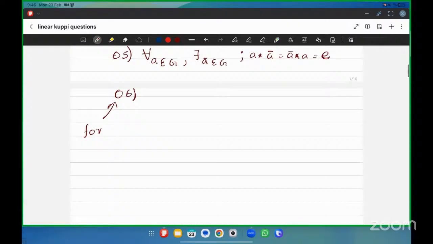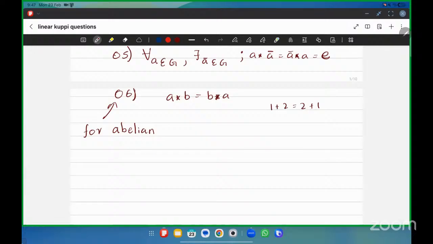Okay, the sixth condition is for abelian groups. An abelian group means we can switch the elements. If A star B is equal to B star A, and this condition is satisfied, we can call it an abelian group. So for example, 1 plus 2 is equal to 2 plus 1. So it's one kind of abelian group.